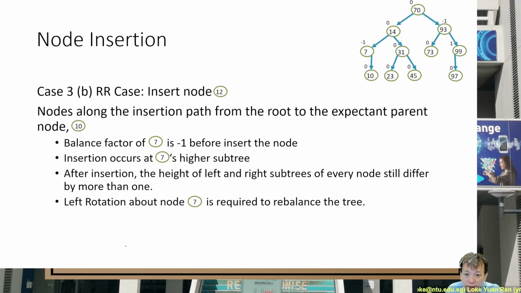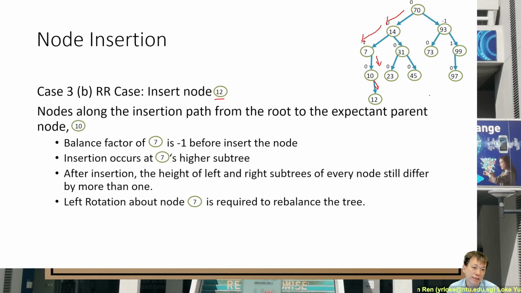So in this example, I'm trying to insert 12. 12 is smaller than 70. 12 is smaller than 14. You will search for the place. 12 is greater than 7, so you will go to the right side. So this is the right subtree of 7. 12 is greater than 10, so you're going to insert your 12 here.